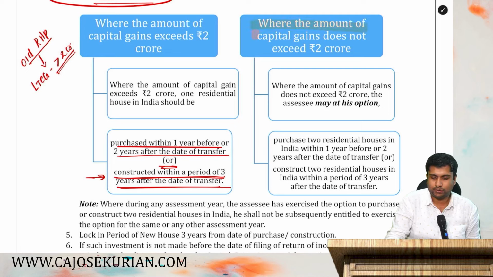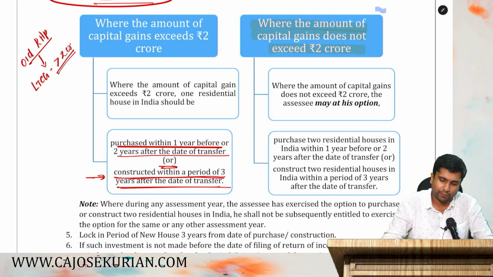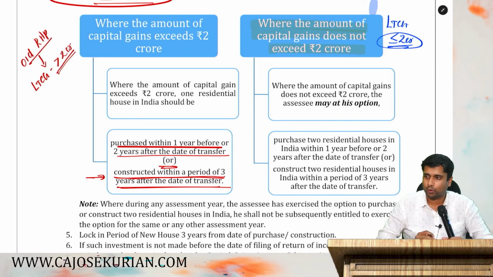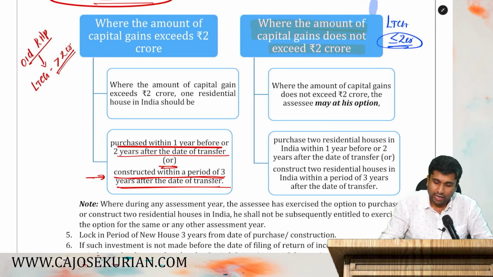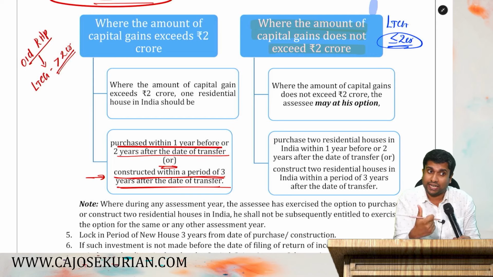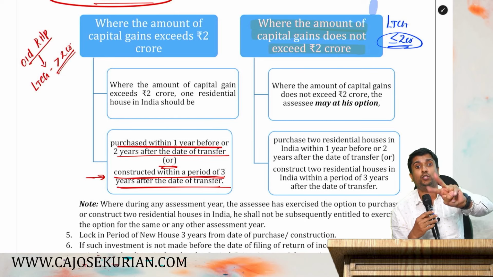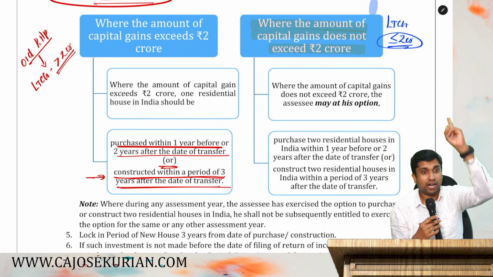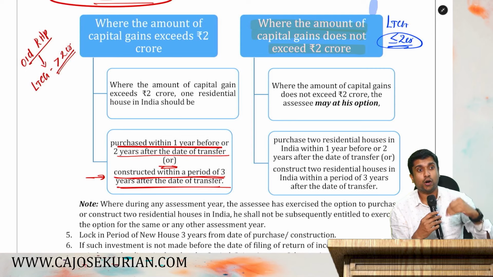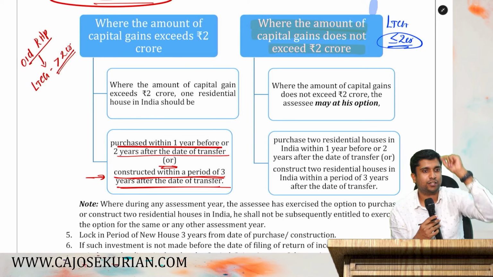When I sold my old residential house property, say the long-term capital gain incurred is less than or equal to 2 crore. Less than or equal to 2 crore. Exactly 2 crore or less than 2 crore. Then what to do? Then the department says, at my option, I may purchase up to 2 residential house properties, either 1 year before or 2 years after. Or I can construct 2 residential house properties within 3 years from the date of transfer.